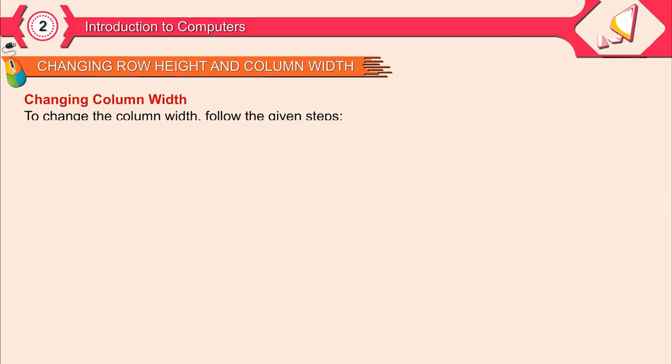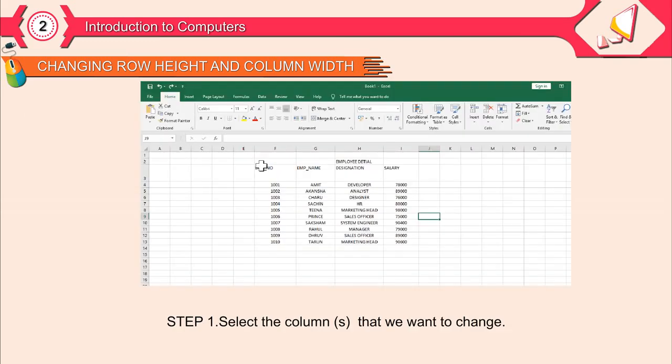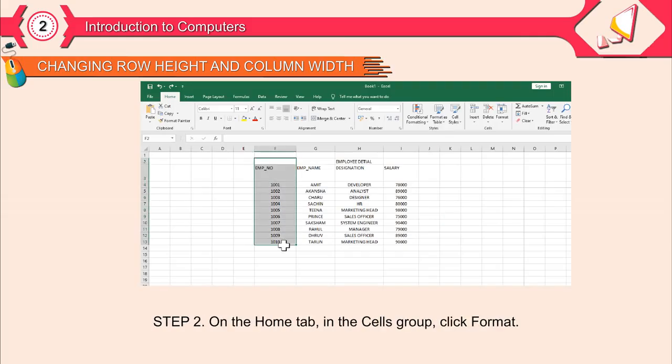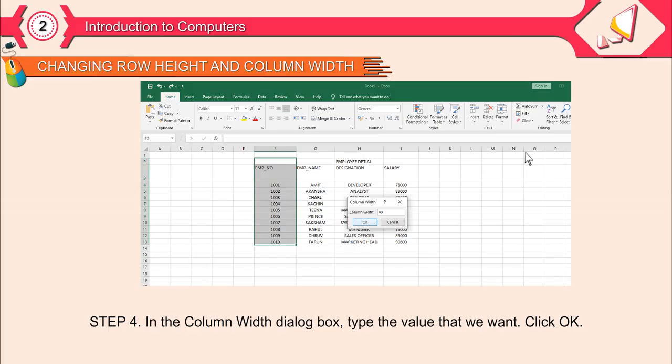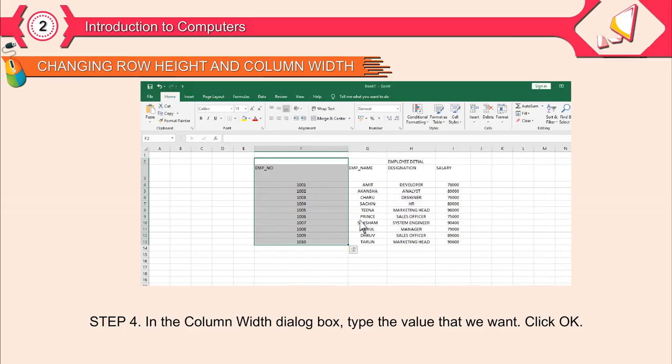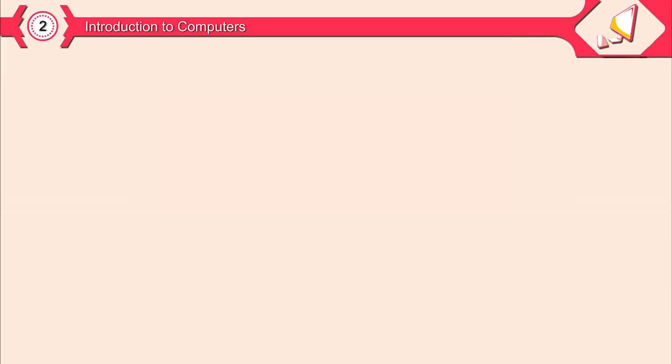Changing column width. To change the column width, follow the given steps. Step 1. Select the columns that we want to change. Step 2. On the Home tab in the Cells group, click Format. Step 3. Under Cell Size, click Column Width option in the appeared drop-down menu. Step 4. In the Column Width dialog box, type the value that we want. Click OK. Or to autofit the column width, click Autofit Column Width under Cell Size.